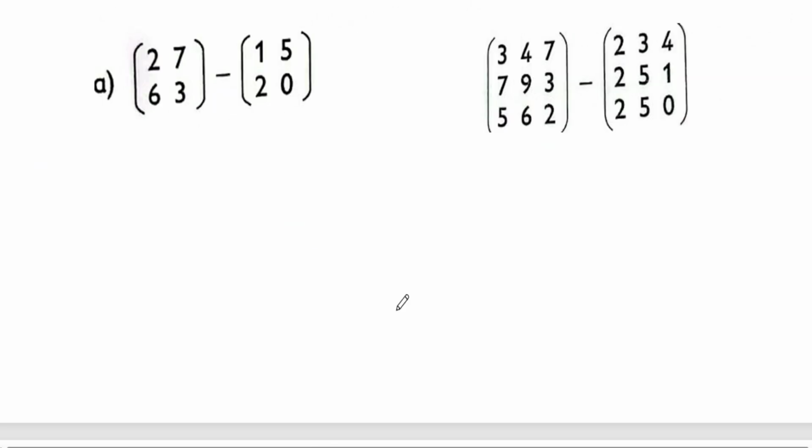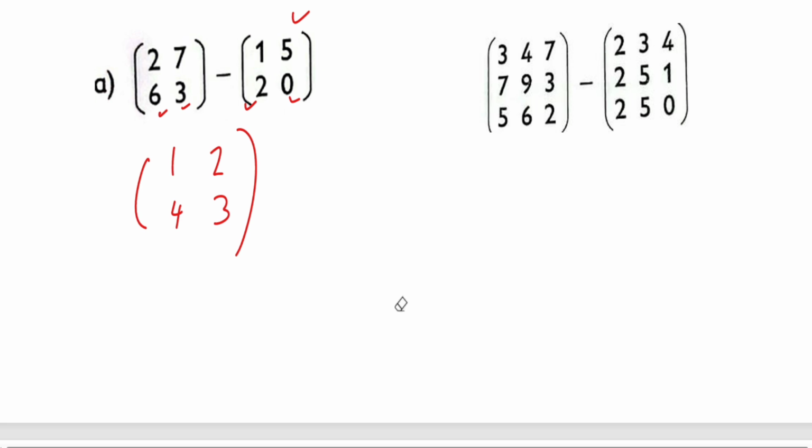These are two questions that you can try out. You can pause it. But now, let's try it. So, again, 2 minus 1 gives you 1, 7 minus 5 gives you 2, 6 minus 2 gives you 4, 3 minus 0 gives you 3. But what if your question was not like this, right?